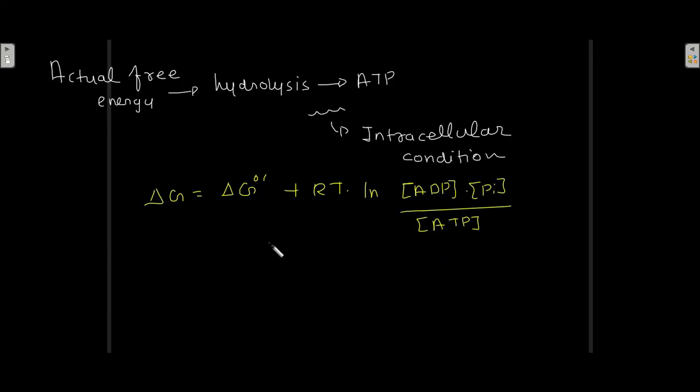Now the actual free energy change which is obtained by the hydrolysis of ATP in intracellular condition is given by this equation. That is, the actual free energy change is equal to standard free energy change plus RT into log of concentration of ADP into concentration of orthophosphate divided by concentration of ATP. Okay, this equation gives the actual free energy of the hydrolysis of ATP in intracellular condition.